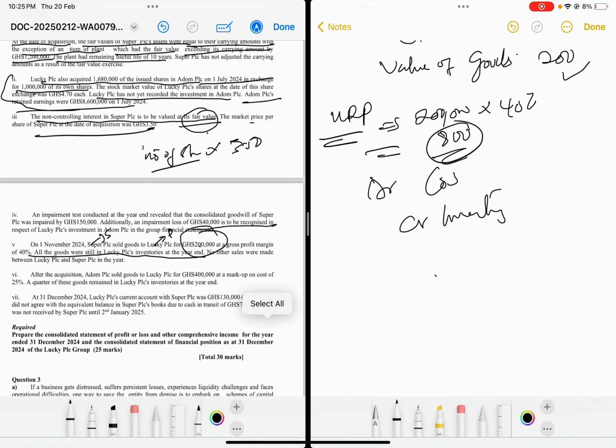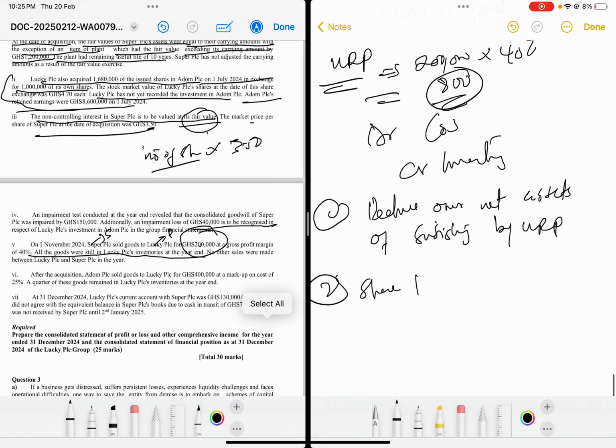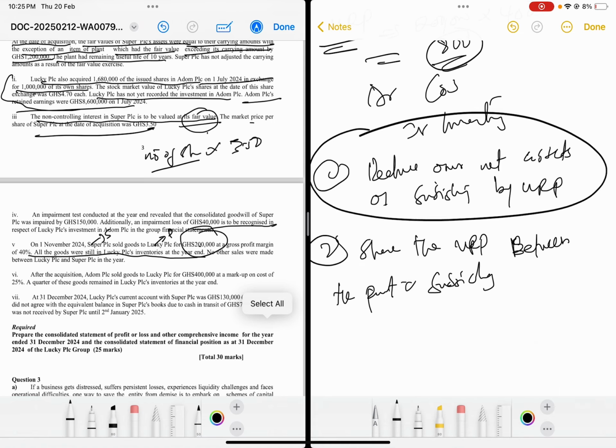Now if it's subsidiary to parent, you have two options. It's either one, we reduce our net asset of the subsidiary by the unrealized profit, or two, we share the unrealized profit between the parent and subsidiary. But then it's advisable always to use the first one, which is the reduction of your net assets by what?